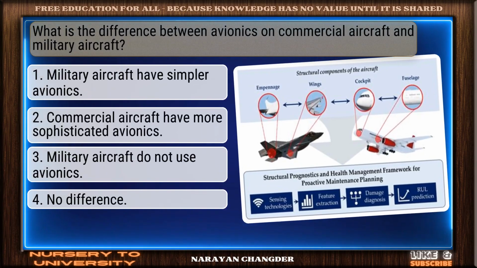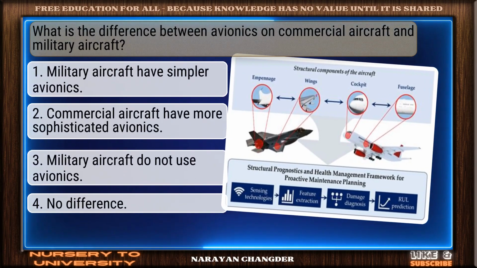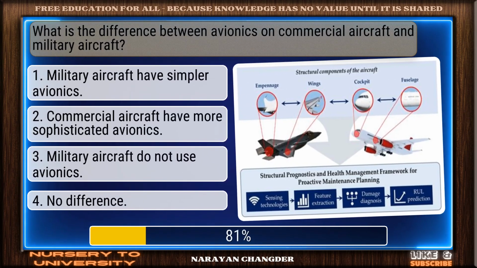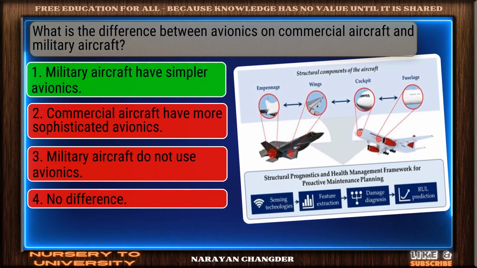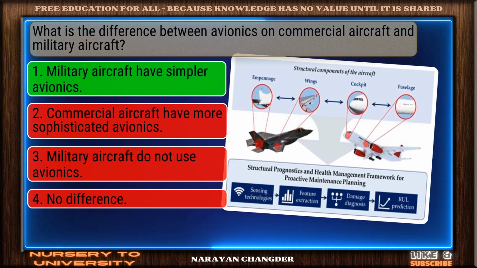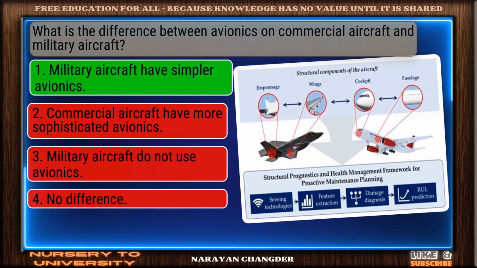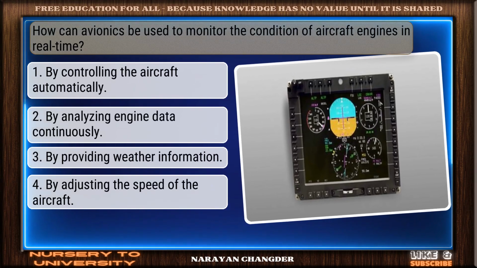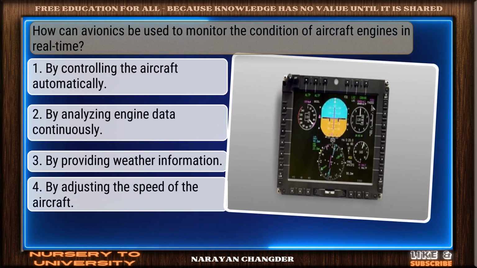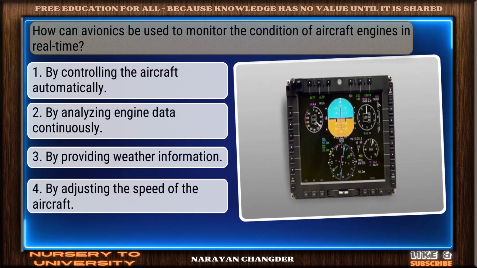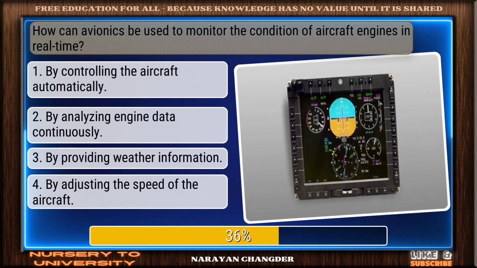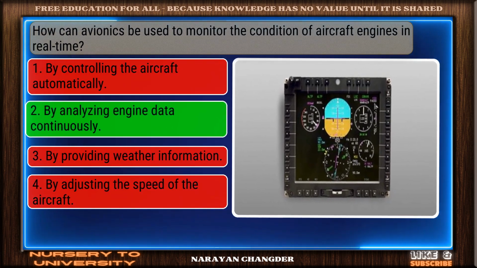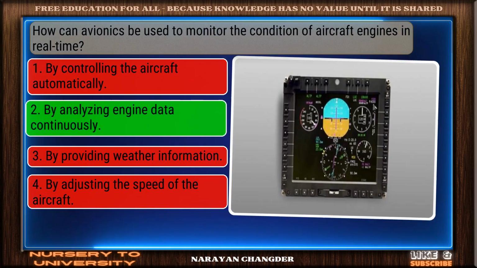What is the difference between avionics on commercial aircraft and military aircraft? Excellent choice. Military aircraft have simpler avionics is the right answer. How can avionics be used to monitor the condition of aircraft engines in real time? On track. By analyzing engine data continuously is the correct answer.